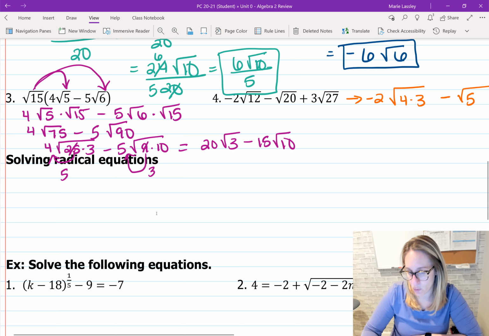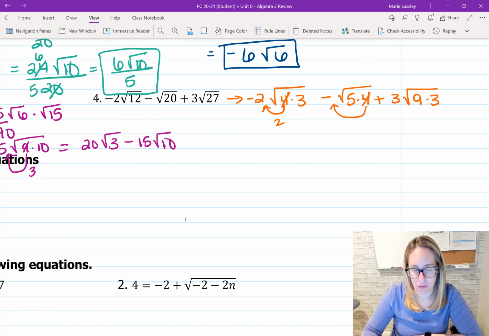All right, so now I'm going to go ahead and take all those perfect squares out. So the square root of 4 is 2. And again, square root of 4 is 2. And for this one, square root of 9 is 3. So these are numbers that I'm able to take out. Remember, you're multiplying when you get the numbers on the outside. So this becomes negative 4 root 3. This becomes negative 2 root 5. And this becomes 9 root 3.